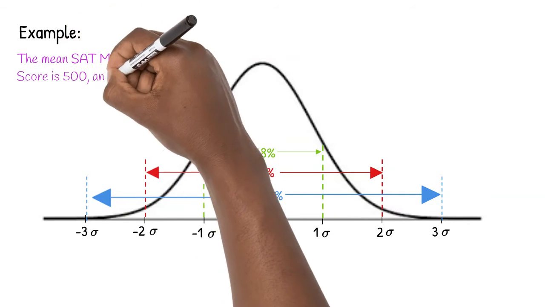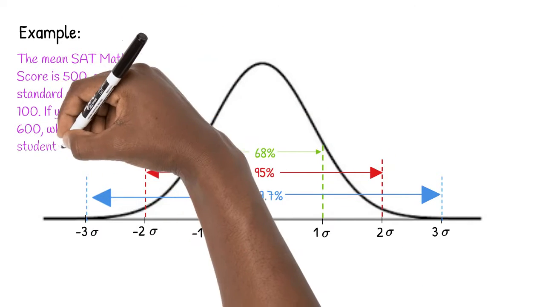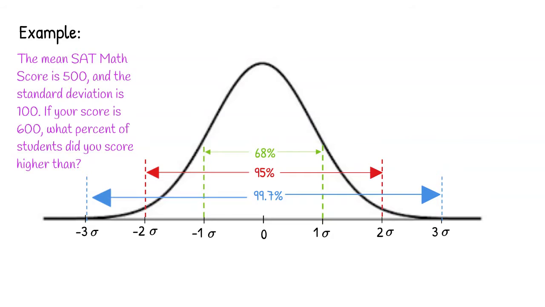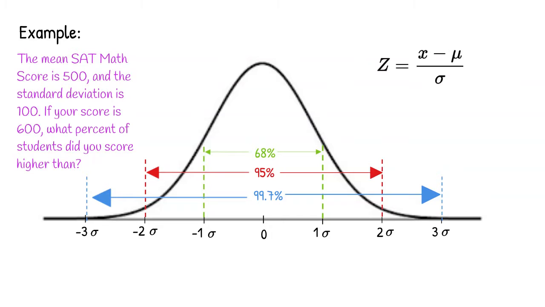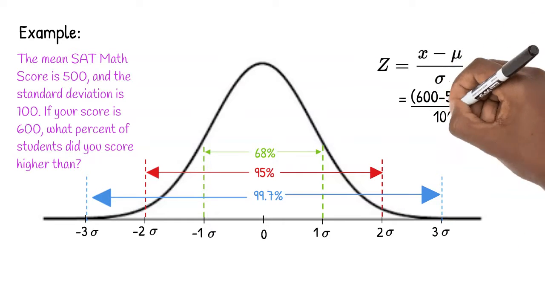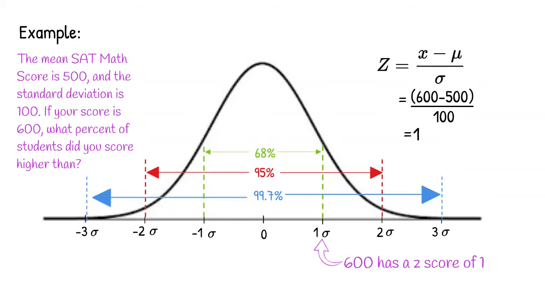The mean SAT score is 500 and the standard deviation is 100. If your score is 600, what percent of students did you score higher than? We start by finding the z-score. Z equals your score minus the mean divided by the standard deviation. 600 minus 500 divided by 100. 600 has a z-score of 1.